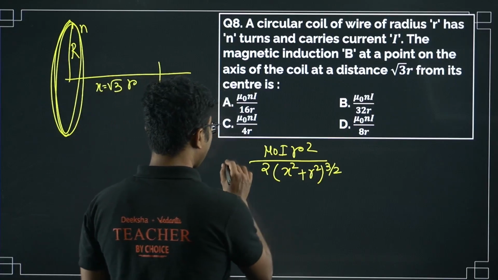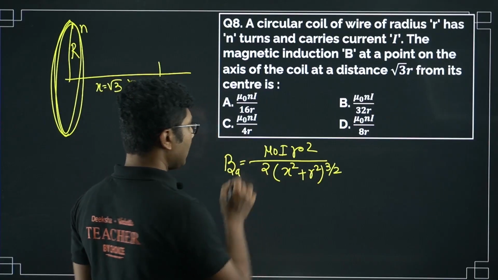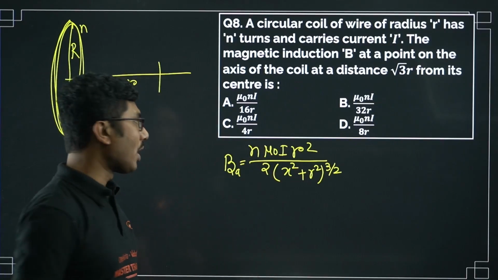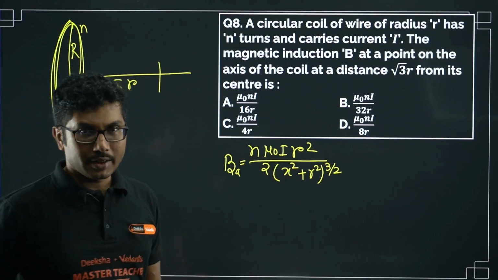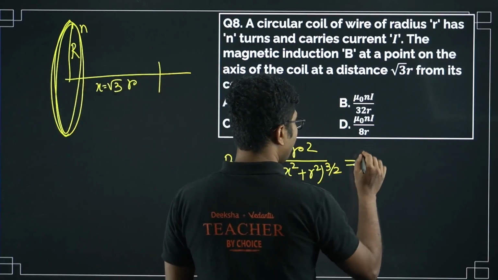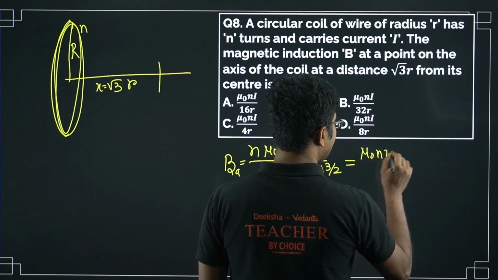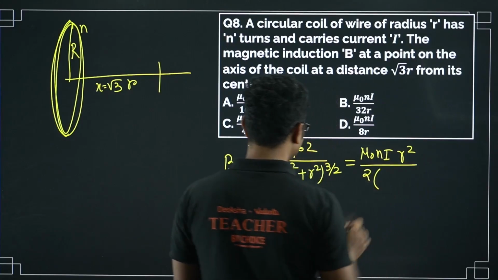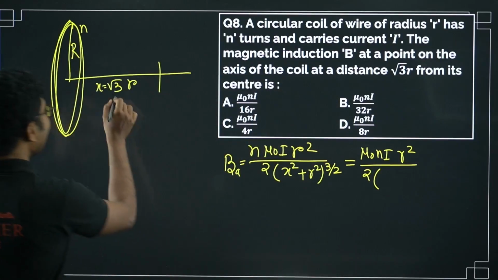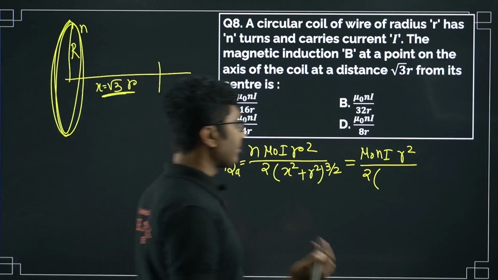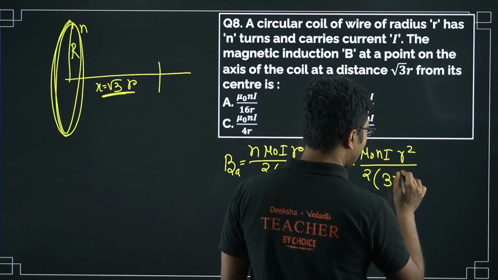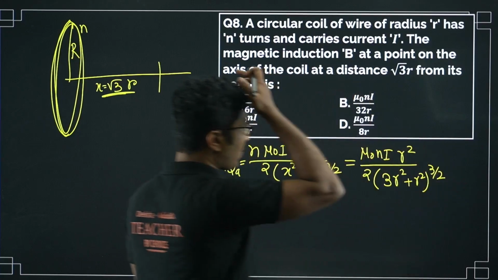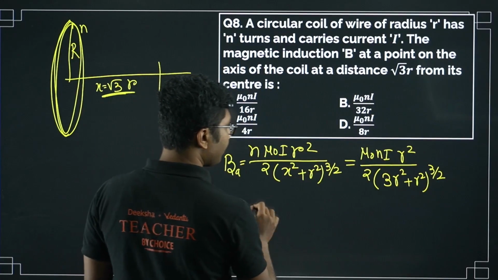Now this is the magnetic field on the axis of a circular current carrying loop. In this case there are n number of turns, so we will add an n over here. This derivation we have done for our board preparation, right? So mu naught n I r square divided by 2 into, what is the x here? x is √3r. So what is x square here? x square will be 3r square, plus r square to the power 3 by 2. Now just simplify it.